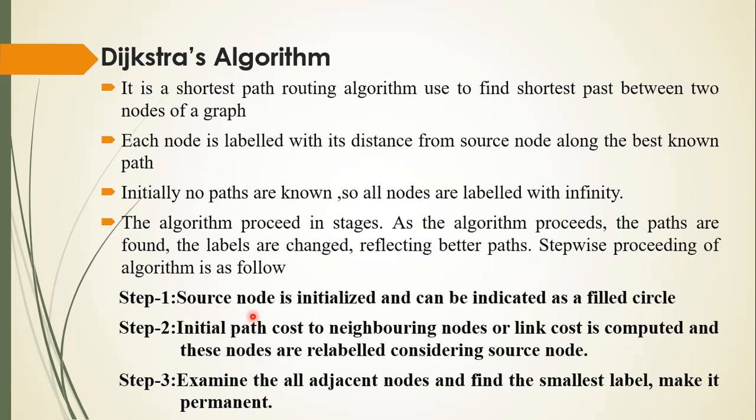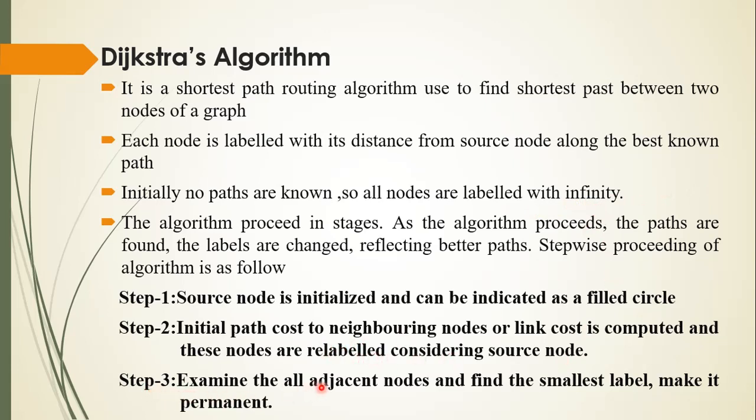Step 1, the source node is initialized and can be indicated as a filled circle. Step 2, the initial path cost to neighboring nodes, or link cost, is computed and these nodes are relabeled considering the source node. As initially they have infinity, they are relabeled considering the source node.